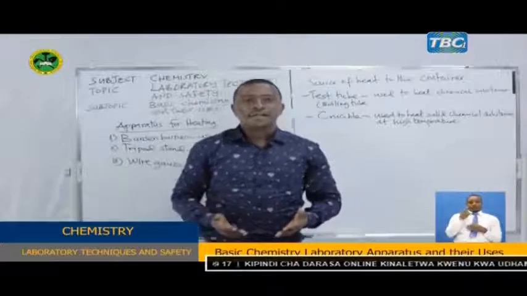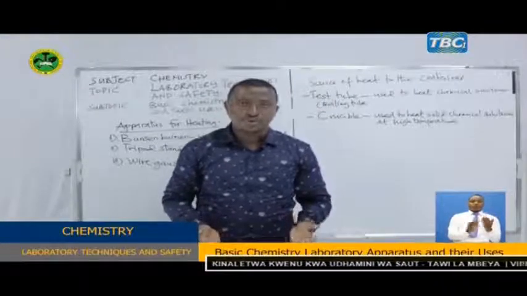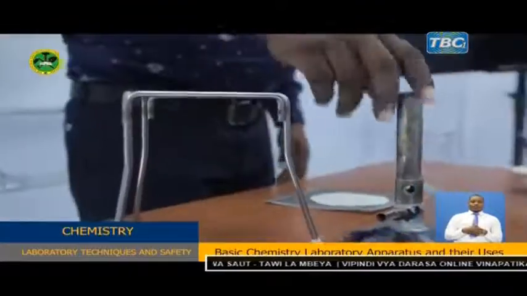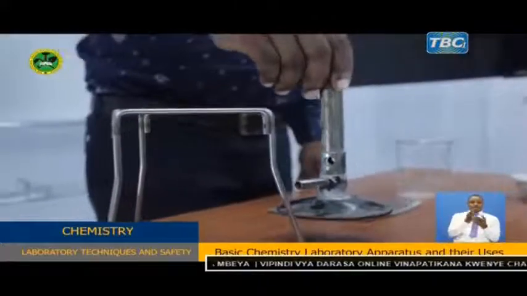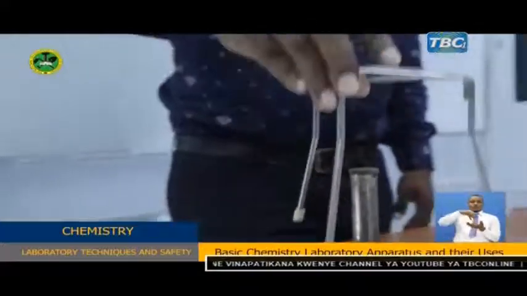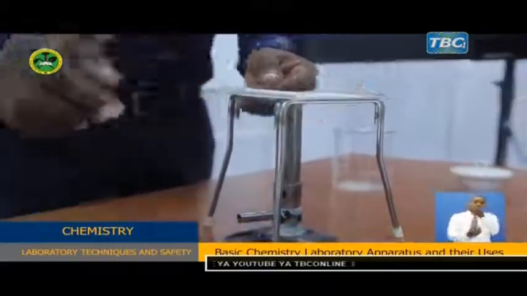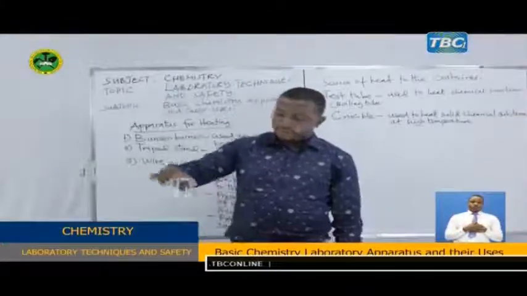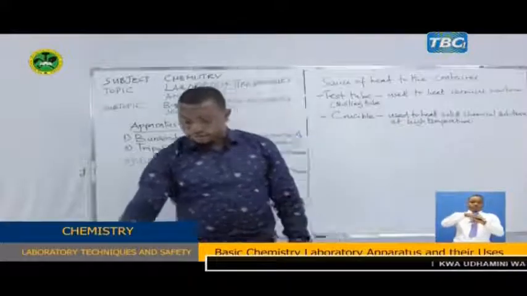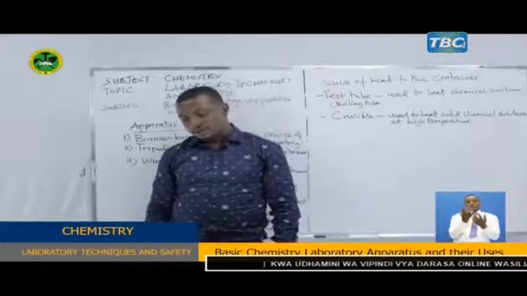Now, let us see a simple setup on how these apparatuses can be used. This is the setup. You can see this is the Bunsen burner, which acts as the source of heat. This is the tripod stand for supporting containers, and this is the wire gauze. It is put on top of the tripod stand, and this is the container which is placed on top of the wire gauze, and then you put your source of heat, and the substance starts boiling.